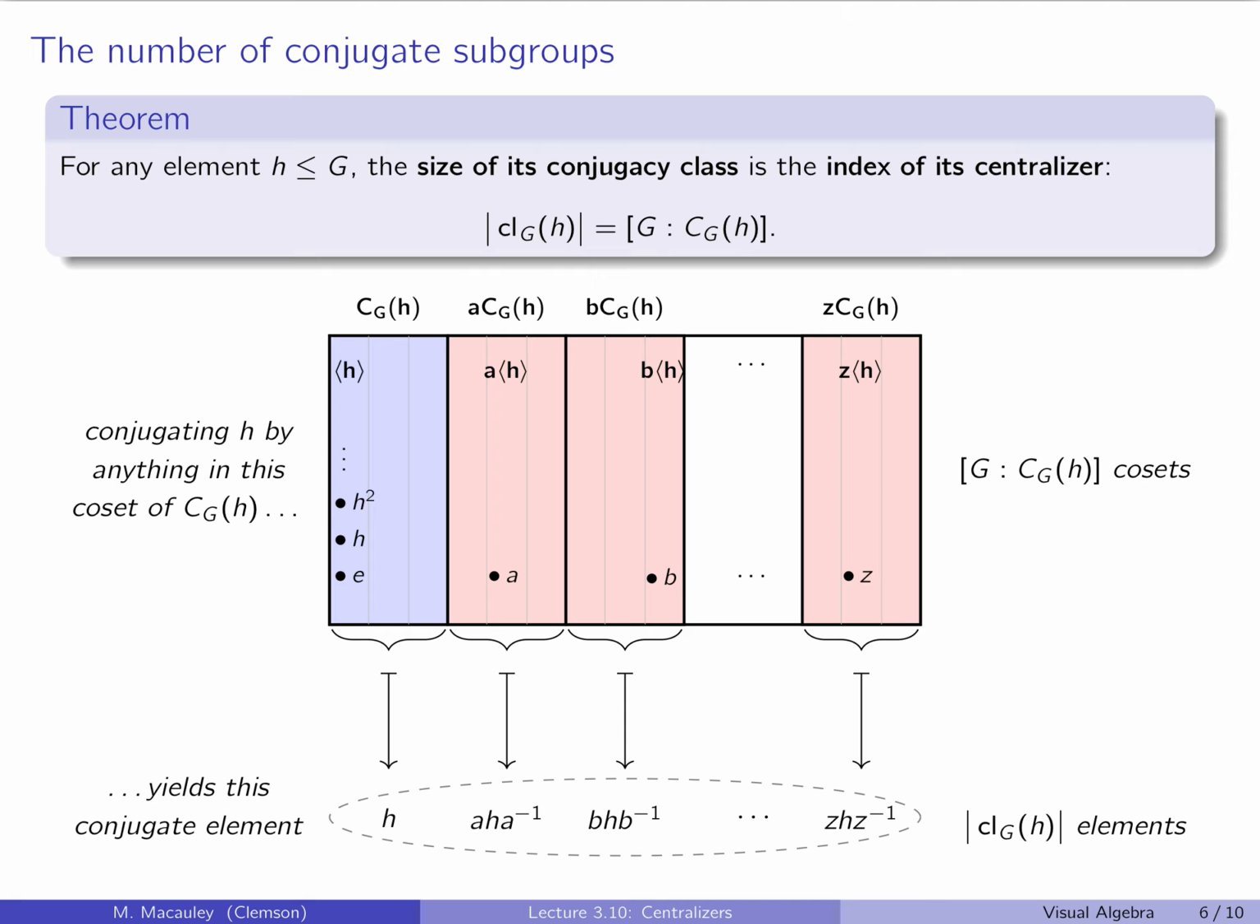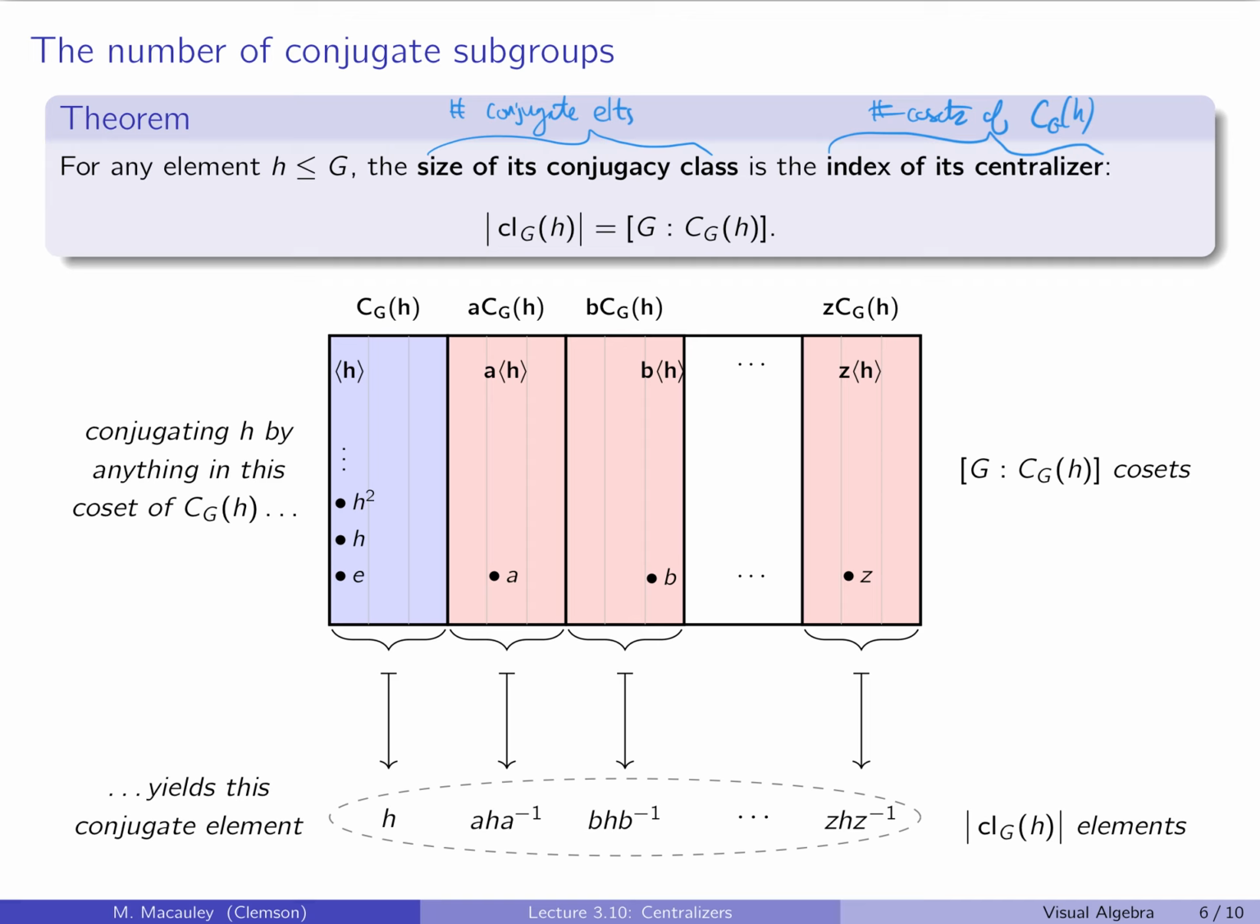This picture should also look similar, both from earlier in this lecture and in lecture 3.5. Here is the theorem that I've hinted at, which says for any element h in G, the size of its conjugacy class is the index of its centralizer. So remember, the size of the conjugacy class is the number of conjugate elements, and the index of the centralizer is the number of cosets of C_G(h).